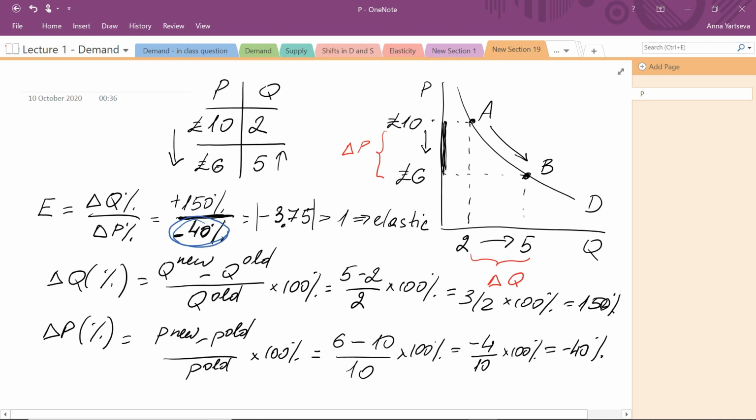Relatively smaller drop in price caused a dramatically larger increase in quantity in percentage terms. Our consumers are sensitive, are responsive to price changes. Relatively smaller price drop leads to relatively larger changes in quantity. So this is how we apply formula for elasticity. This is how we do our calculations.